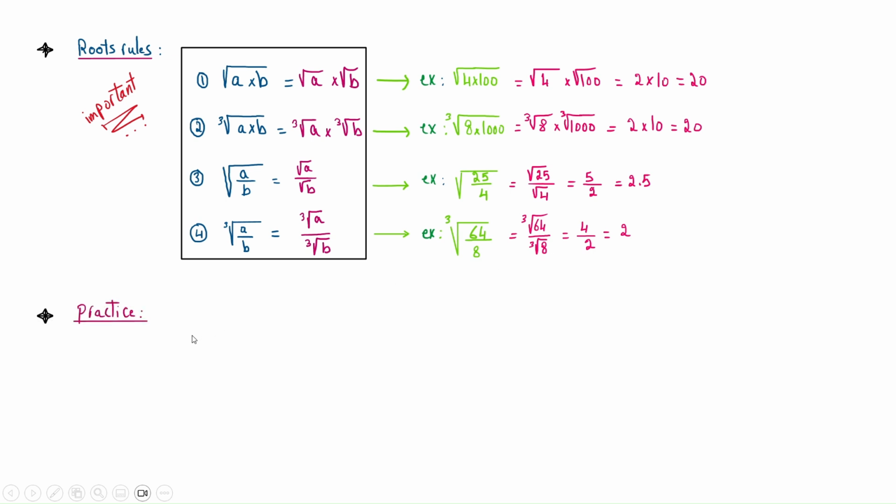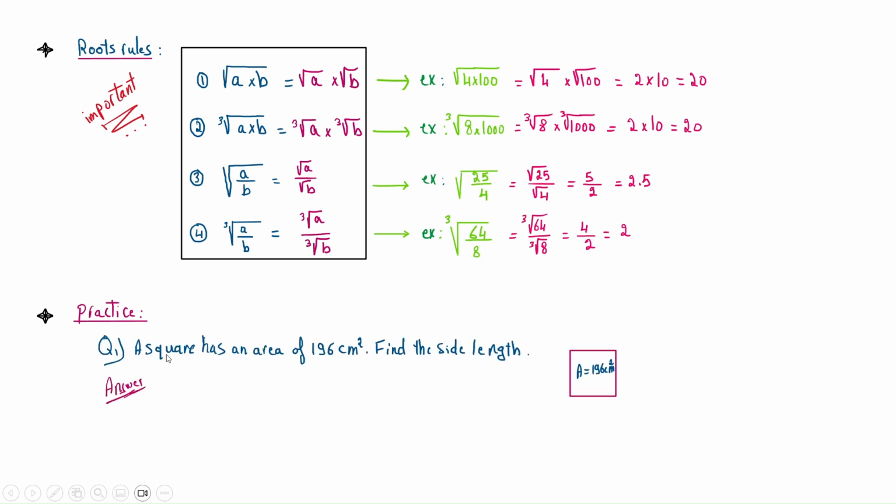Now let's do some practice. I have a square that has an area of 196 square centimeters. Find the side length. Simply, in order to find the side length, we have to use the square root. Because here they are talking about area, the side length will be the square root of 196, which is equal to 14 centimeters.